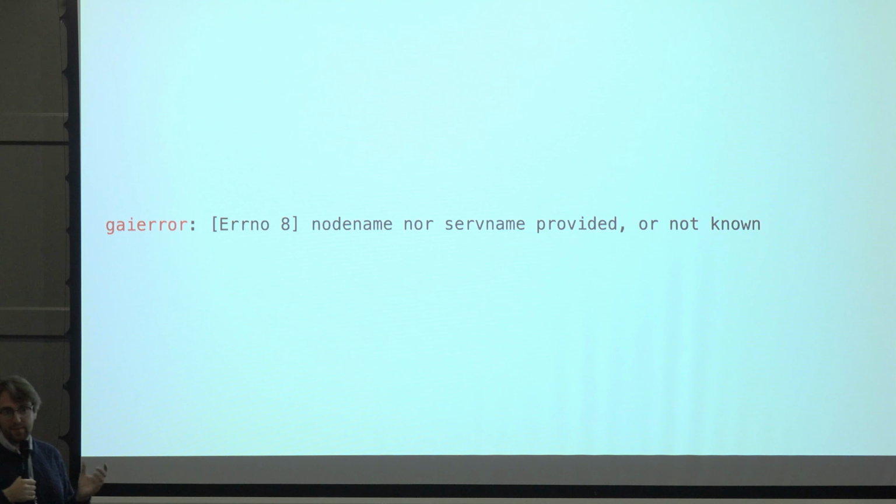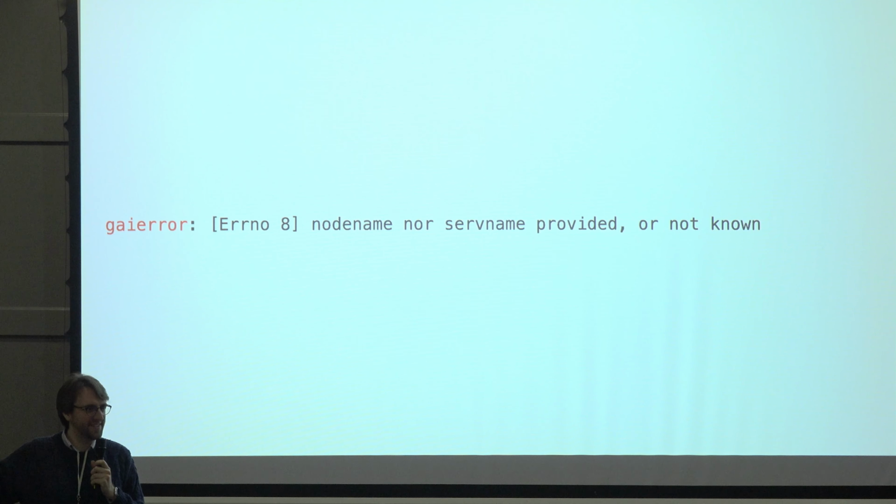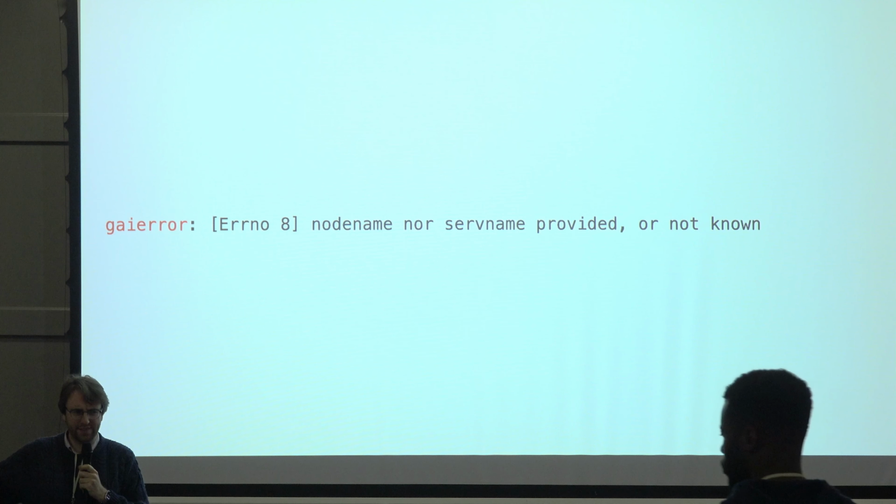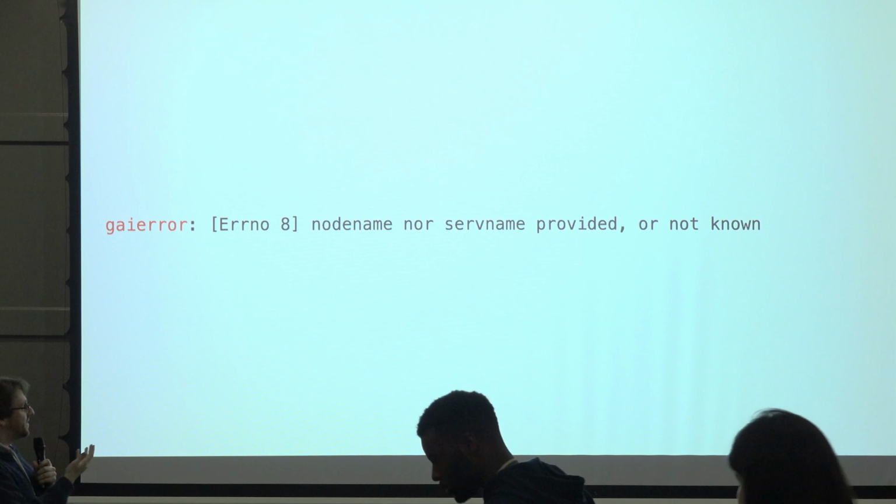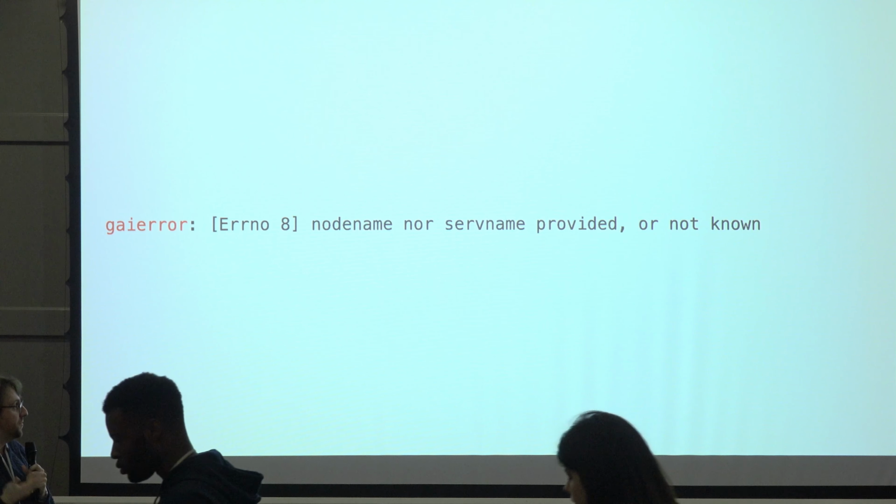It shows some little implementation details. It turns out GAI stands for getaddrinfo, which is a Linux syscall used to talk to the system resolver. This does not tell you what you need to know, which is that DNS is failing.